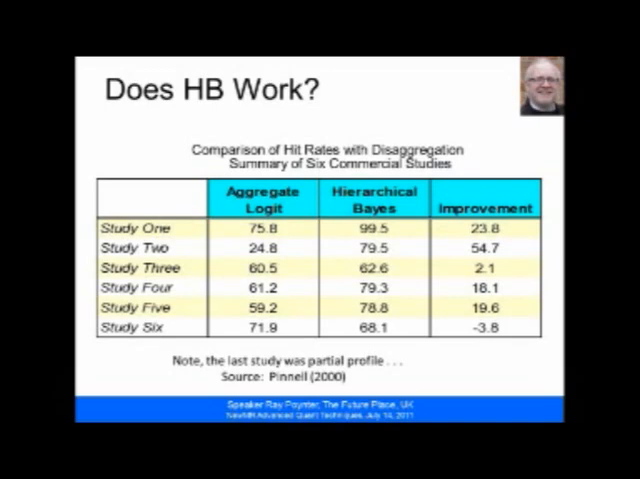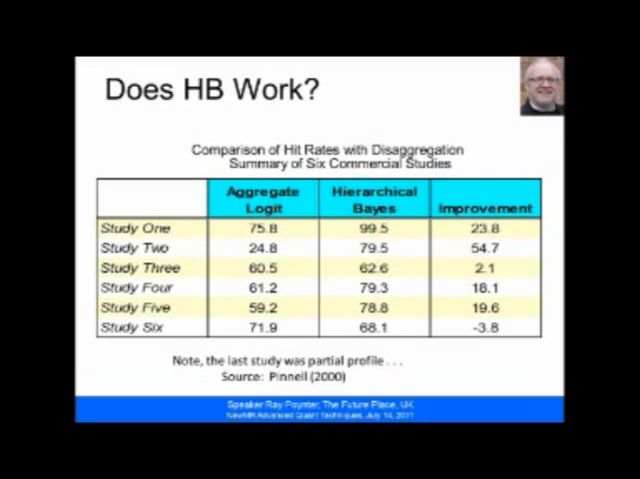A really good improvement. Study 2 was really a very poor study, which suggests that there's heterogeneity in the data. It went up from about 25 to 80%-ish. Study 3, modest improvement. Study 4 showed a nice big improvement from 61% up to about 79%. Study 5, good improvement, 59% up to 79%. So we see these big increases in hit rates, which makes us feel very happy about hierarchical Bayes. However, John did produce one study where it was slightly worse after hierarchical Bayes.